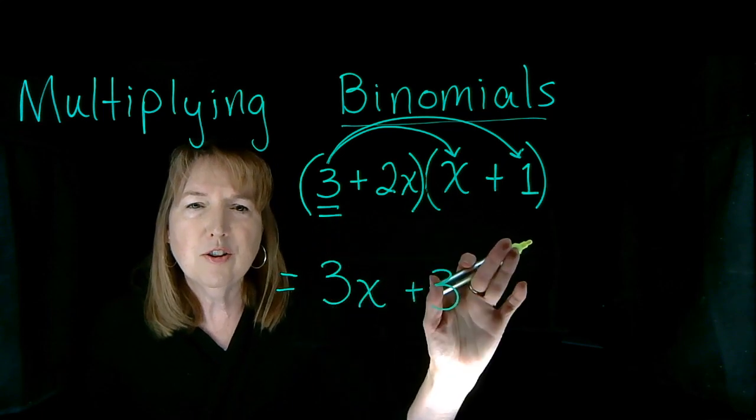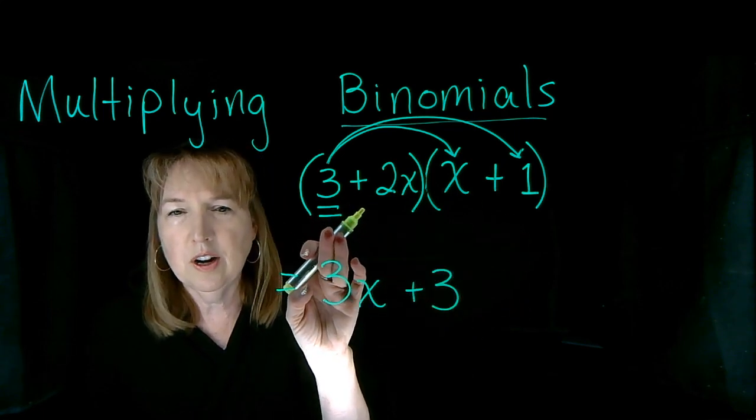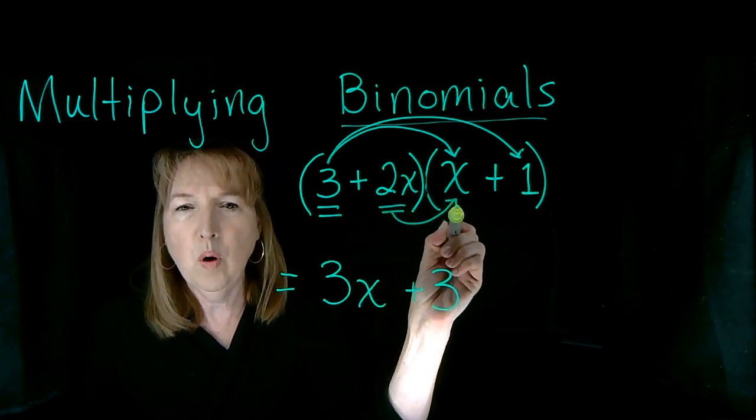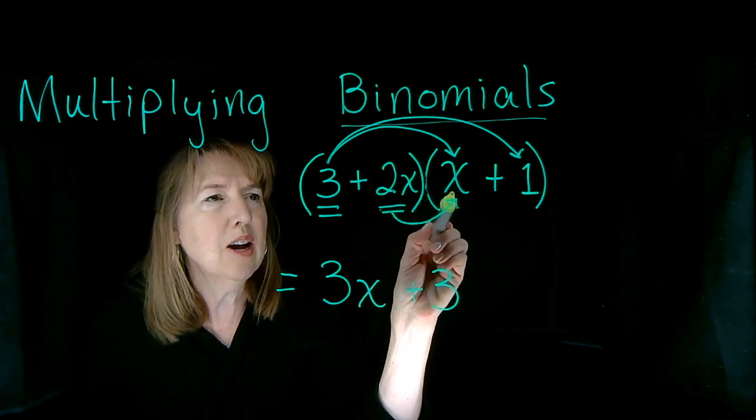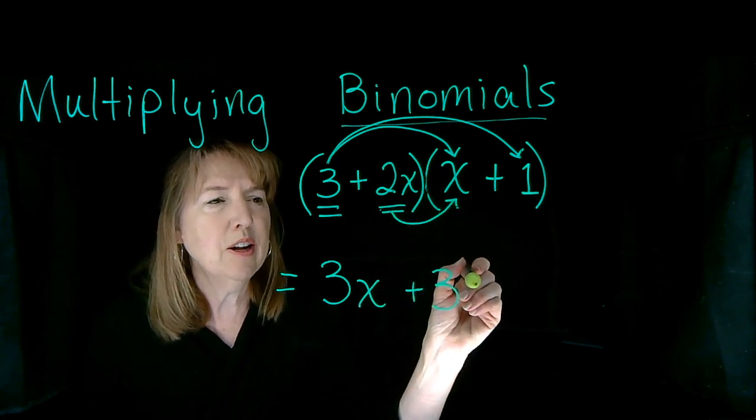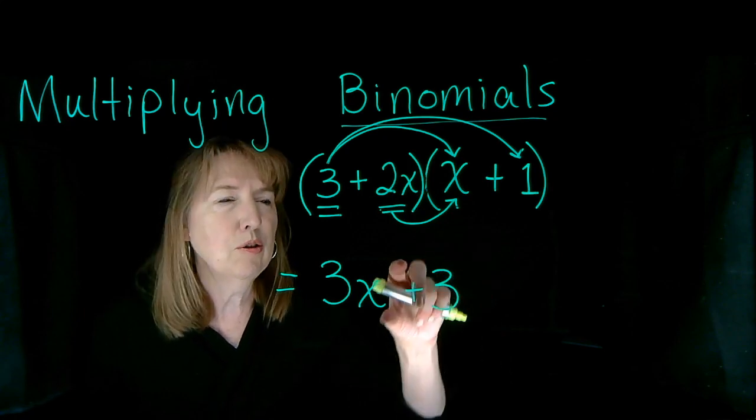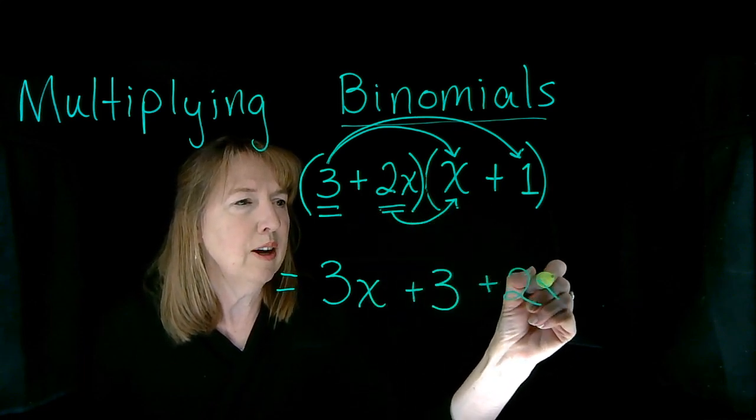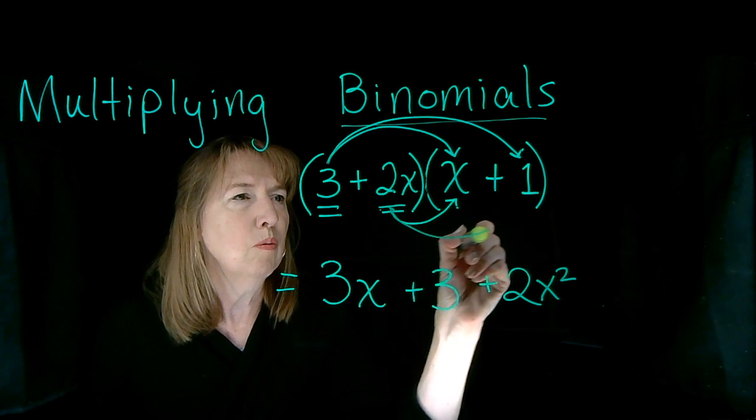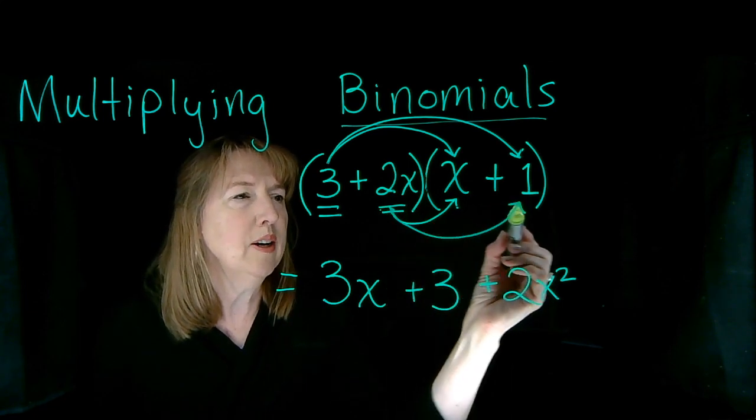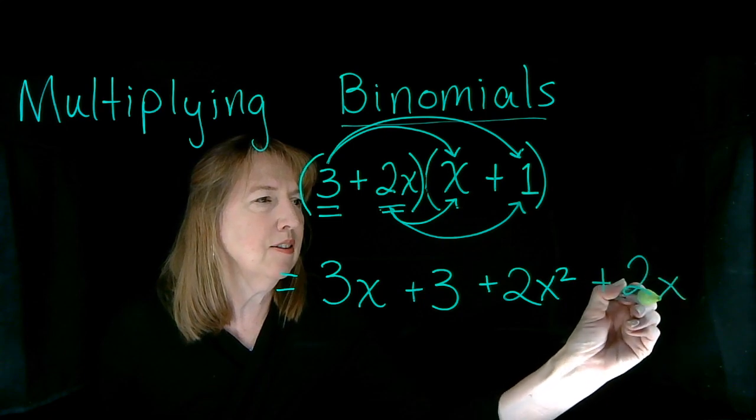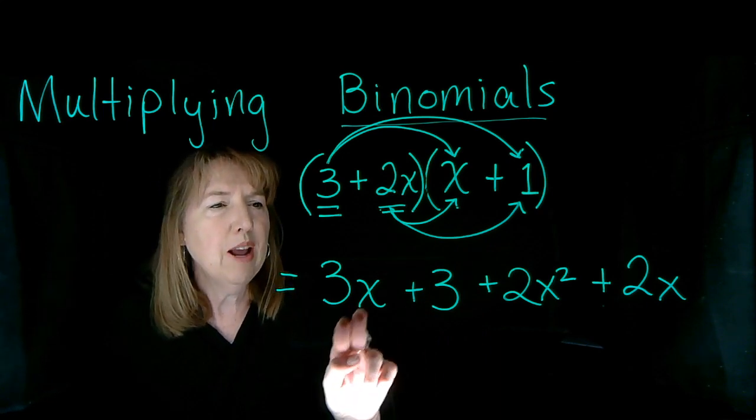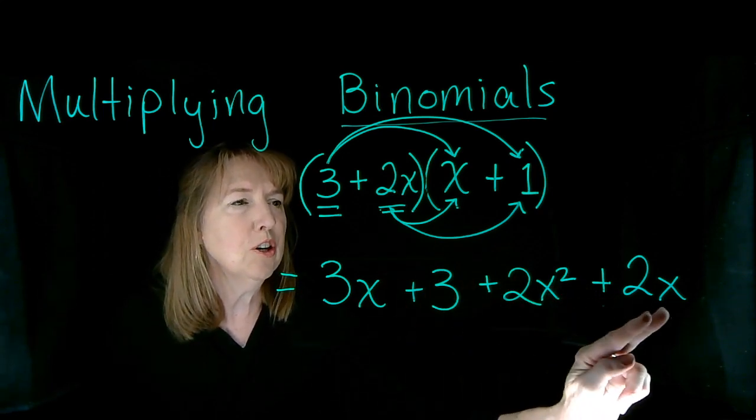That 3 has been distributed, so it's finished. You're not going to revisit that. Go to the next term and repeat that process one at a time. So 2x times x is 2x squared, and you're just going to put that again. So this is like you're saying, this is my third answer. 2x times x is 2x squared, and one more time, 2x times 1 is a positive 2x. So you'll notice you distributed 4 times. You now have 4 answers, 4 terms.